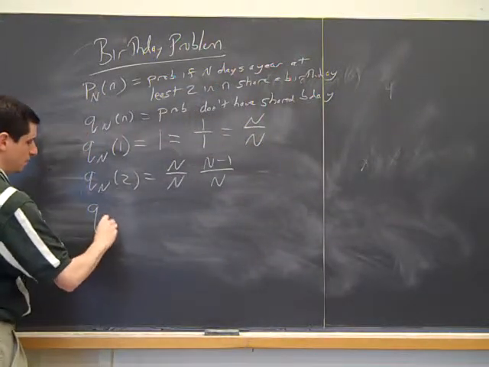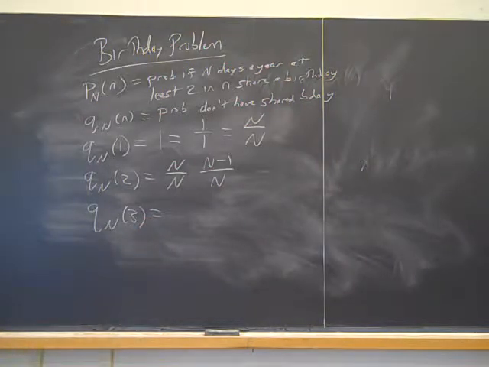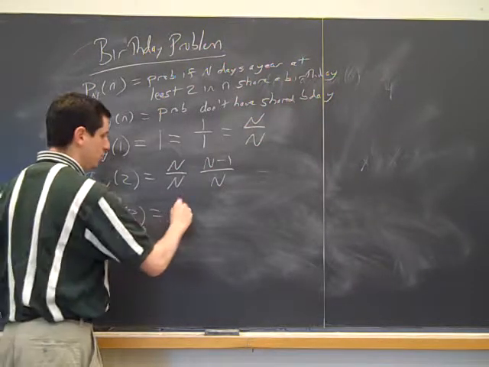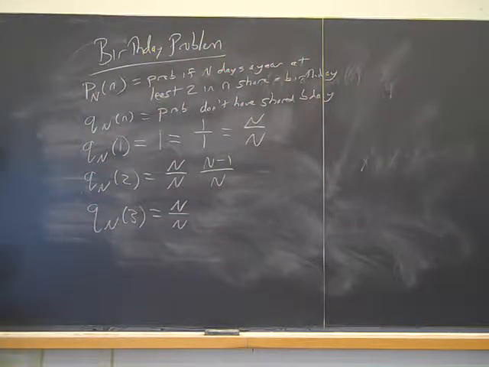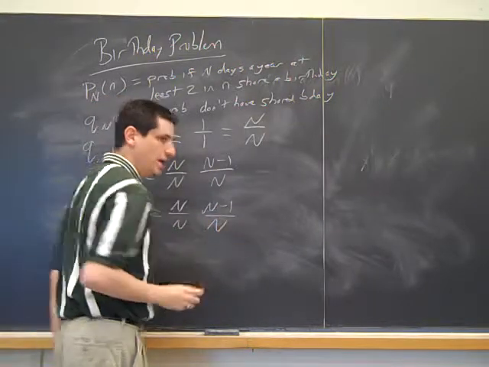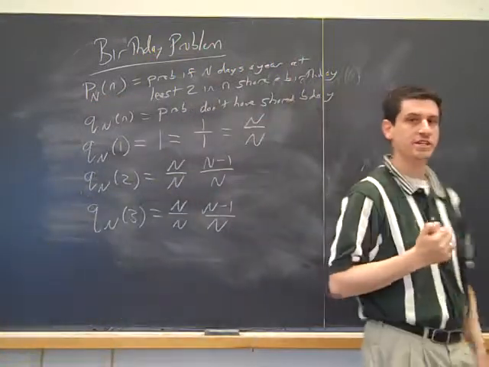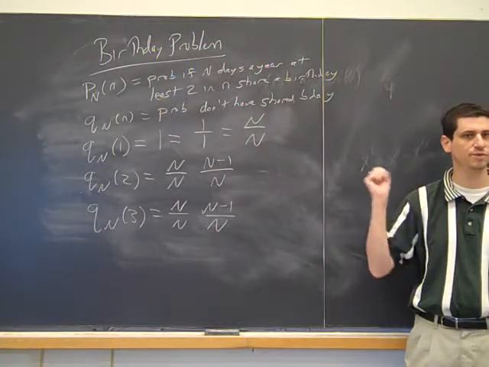Now a third person walks in, and we want all 3 people to have different birthdays. Well, that means when the first person walks in, nobody shares her birthday. When the second person walks in, he doesn't share the birthday with her. And then when the third person walks in, she doesn't share a birthday with either one of these. So what would the final probability be?